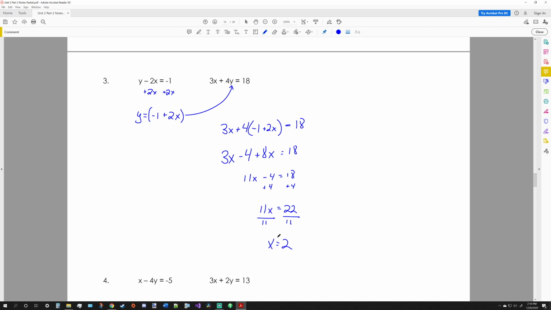So what do we do with this 2 once we get it? We plug it back in to this equation to find y. So y equals negative 1 plus 2x, and x is 2. So we plug 2 in for x. Okay, that's negative 1 plus 4, so y is equal to 3. And now I write my coordinate point. The solution is (2, 3).